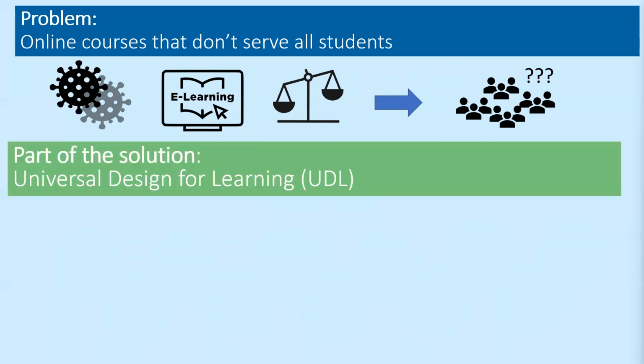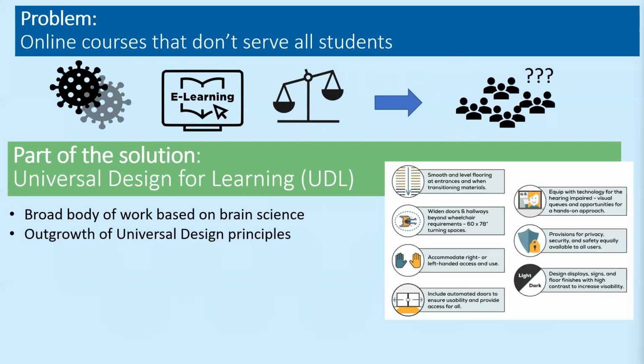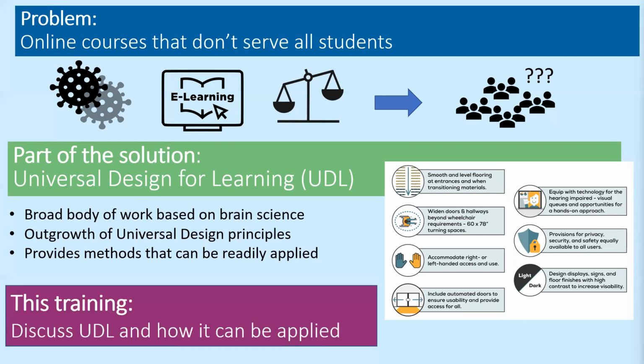Universal Design for Learning, or UDL, can be part of the solution. UDL is a broad body of work based on brain science. It's an outgrowth of universal design principles, where the idea is to produce spaces and products that are accessible to people with a wide range of abilities and other characteristics. Application of these principles makes spaces and products more usable by everyone, not just those at the margins. UDL provides methods that can be readily used in learning spaces, and in this short training, we will discuss UDL and how it can be applied in the online classroom.